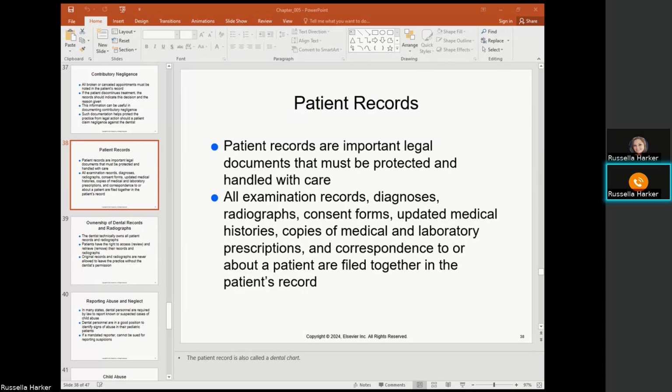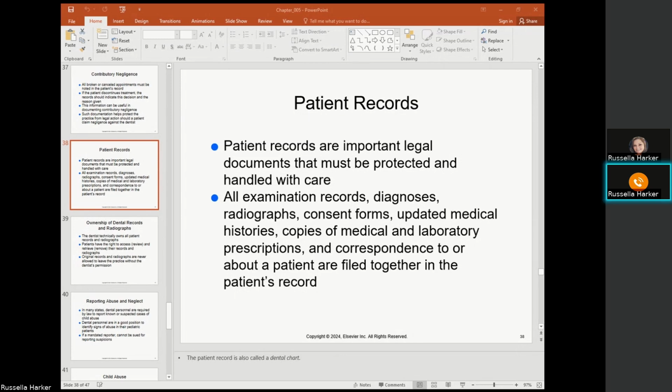So with patient records, again, it's very important that you know that they are legal documents and they have to be protected and handled with care. When we make any kind of corrections to patient records, the only way that we can make a correction is with a single line through the entry, if it is a paper document, with our initials and the date next to it. Then the correct entry underneath it. If it is a computerized EHR document, there will be a way to correct the entry in the computerized system and then put the correct entry in underneath it or next to it.